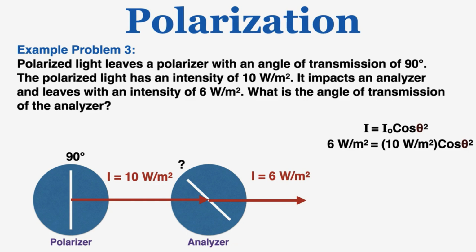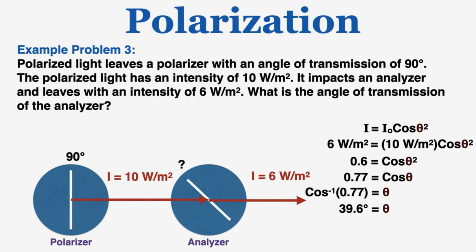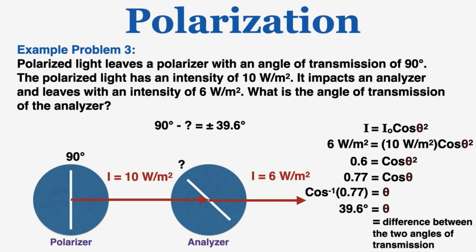So I can plug in the numbers that I have for the original and the new intensity, and then isolate theta by itself. And I'm left with 39.6 degrees, and that's theta. So that's equal to the difference between the two angles of transmission. I remember that theta in Malus's law is equal to the difference between the two angles of transmission. So that means that 90 minus the angle of the analyzer is equal to that difference. And that difference could be plus or minus, it's just the difference between them. So it could be either positive or negative 39.6 degrees. It has the same result in Malus's law, so either one is an option.